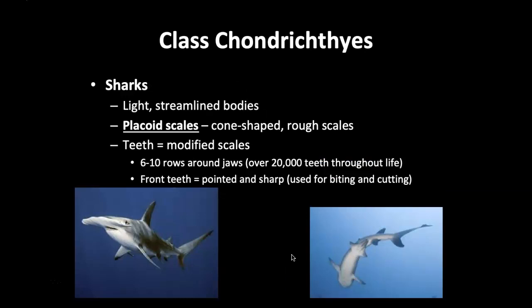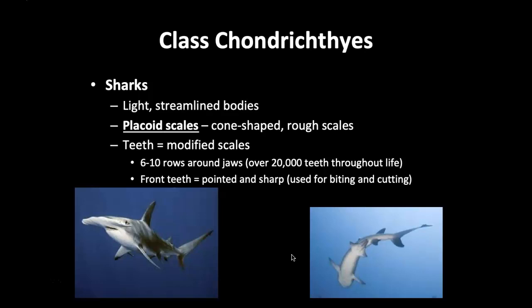Sharks, in order to identify those, obviously they have light, streamlined bodies. They have a rough skin to them, which are known as placoid scales. If you ever were to pet a shark or touch the side of it, it almost just feels like sandpaper, and that's those placoid scales, those cone-shaped rough scales.